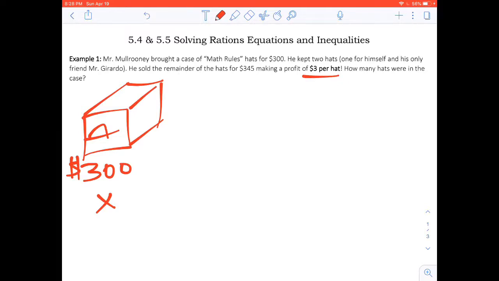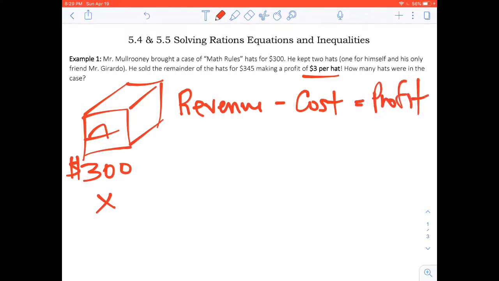Now that per hat's kind of important here because I don't know how much we made. We just know that we made $3 per hat. So we're going to have to go through and calculate that because the amount that we bought was not the same as the amount that we sold. So we can't just subtract those ones. But one thing that we do know is that revenue minus cost is equal to profit. That's always been true. We've worked with that before.